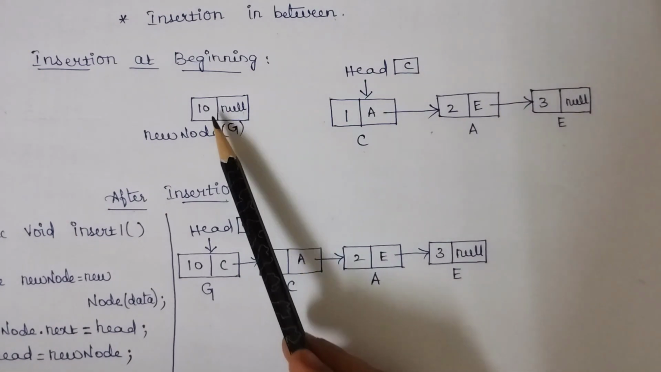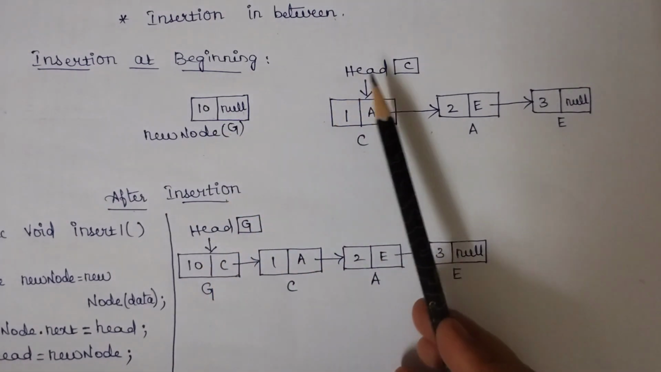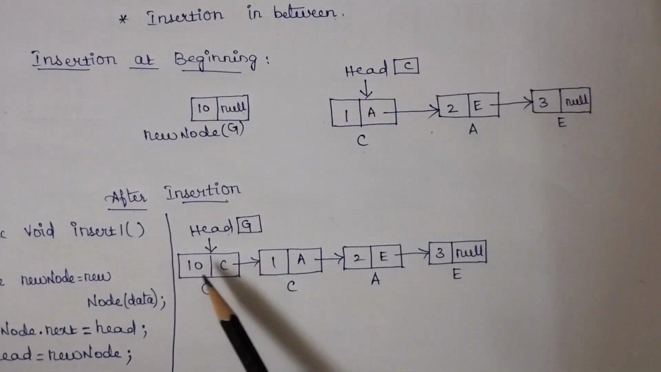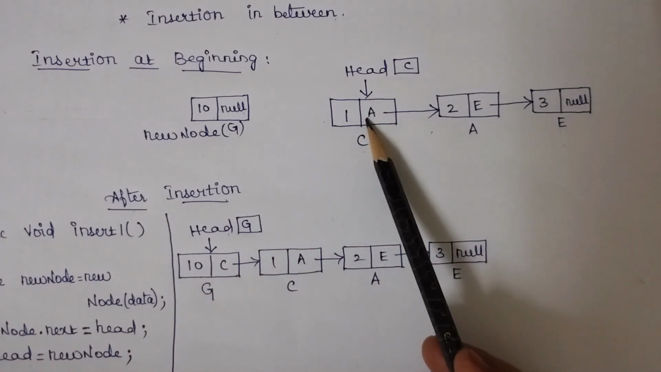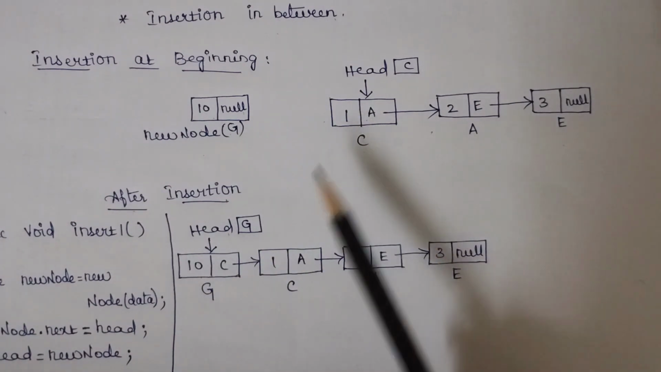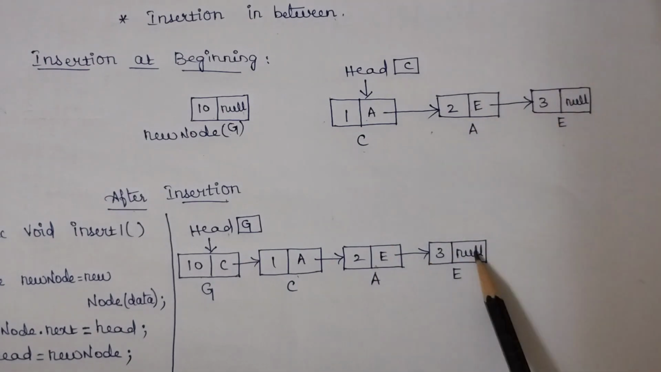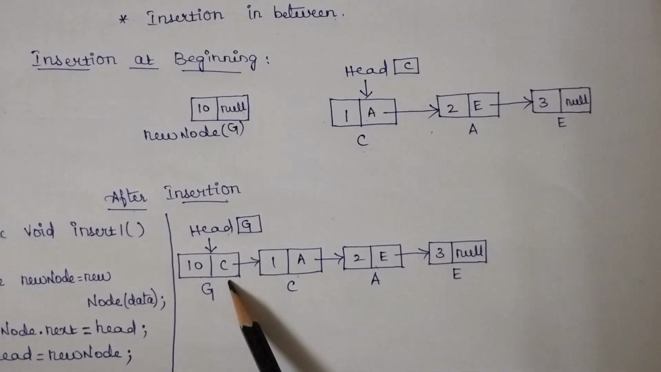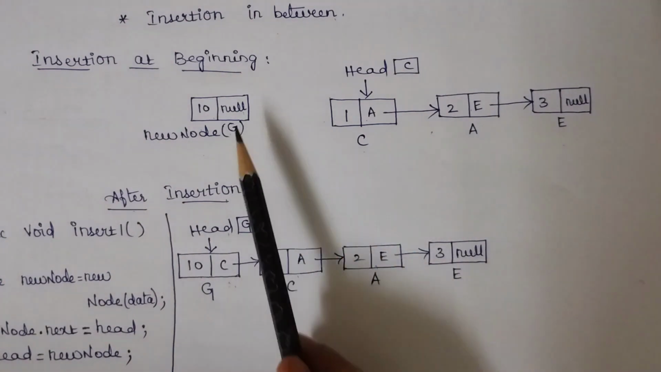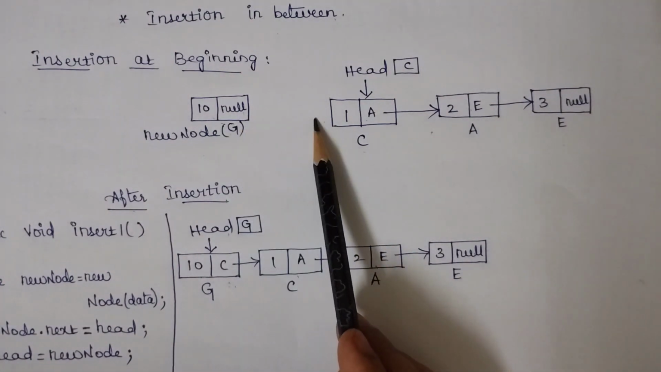Now 10 is inserted in the first position and head is pointing to this new node, that is 10, and the node having data value 1 is at the second place, whereas the next one went to third place and the last went to fourth place. So this is how insertion at beginning happens in the singly linked list. That is, this node gets inserted in the first place.